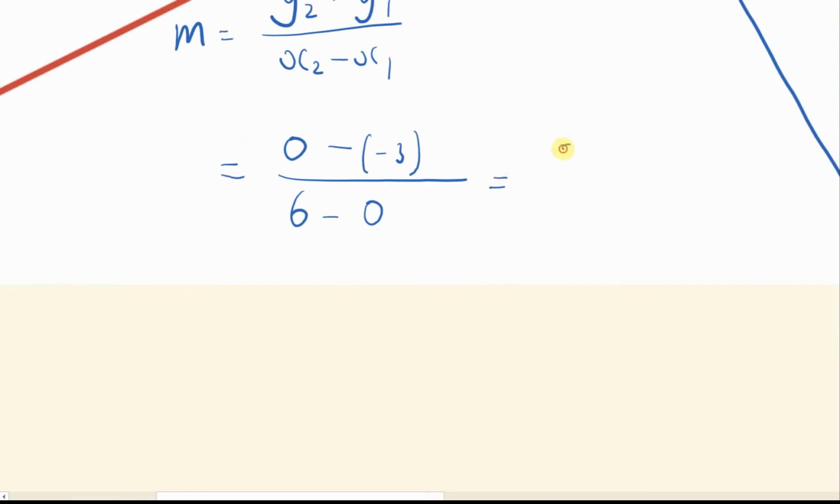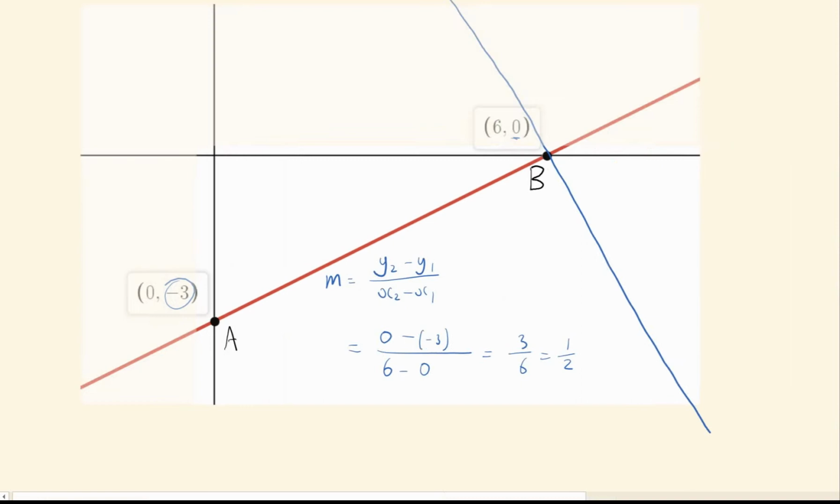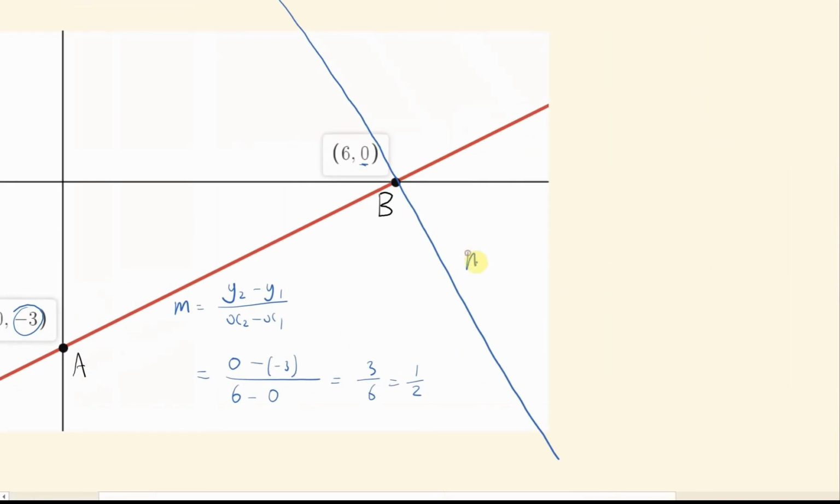So solving this, we've got 3 over 6, therefore this gradient is a half. Now we can work out this gradient with the negative reciprocal of that, so a half goes to 2, and we add a minus sign.